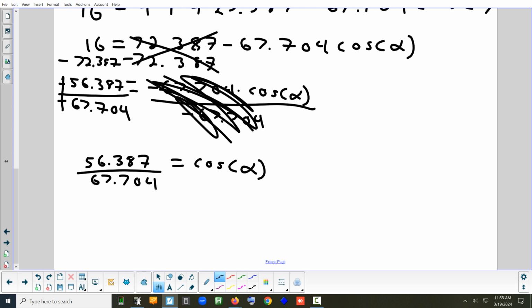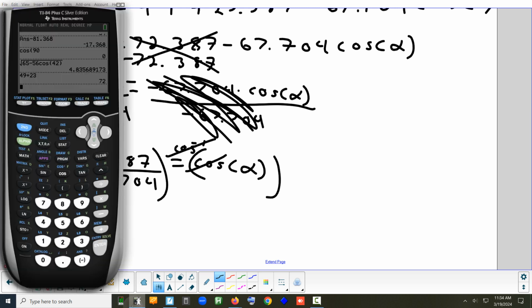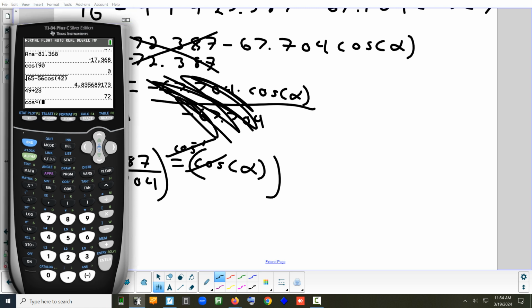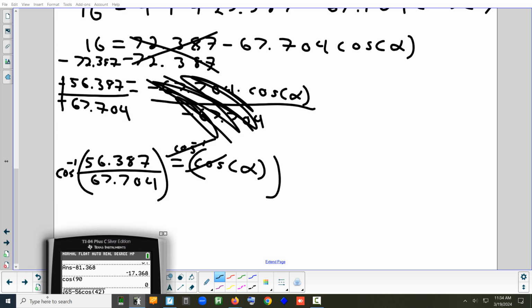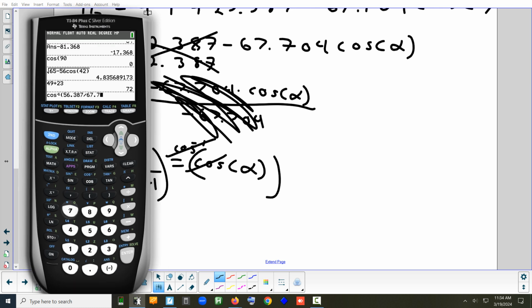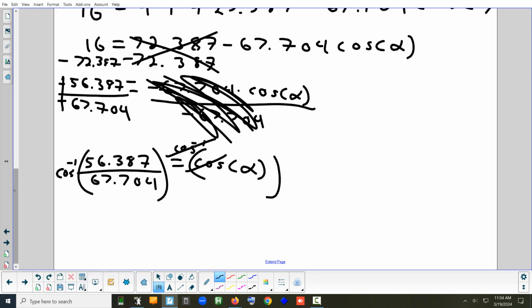And what's my last step? Inverse cosine. Yep, take the inverse cosine on each side. Okay, that's how you find an angle. So we just have to type that in. Inverse cosine of 56.387 over 67.704. So you should have got about 33.608. Yeah, 33.608.